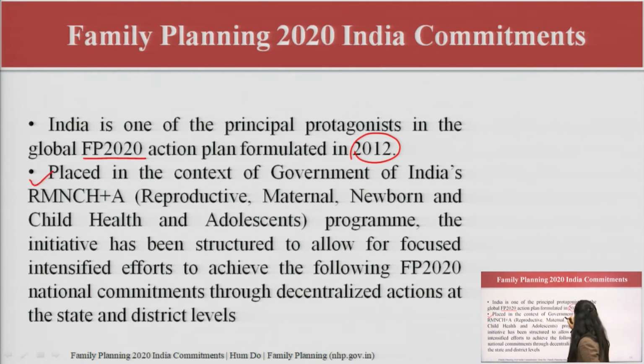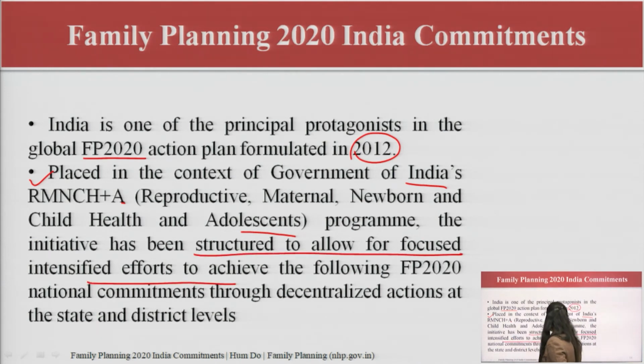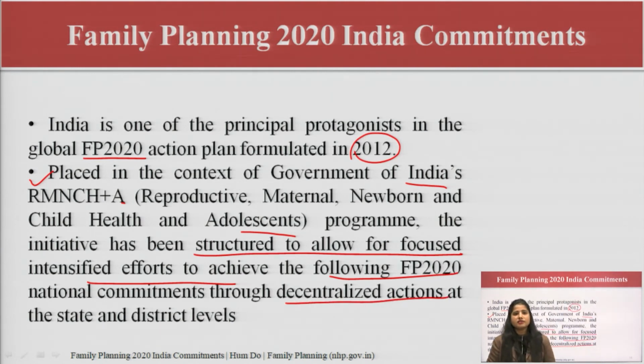These were placed in the context of the Government of India's RMNCH+A. I also told you the family planning program is under this umbrella. RMNCH+A stands for reproductive, maternal, newborn and child health and adolescence program. The initiative has been structured to allow for focused, intensified efforts to achieve the following Family Planning 2020 national commitments through the decentralized actions of the state and district levels.